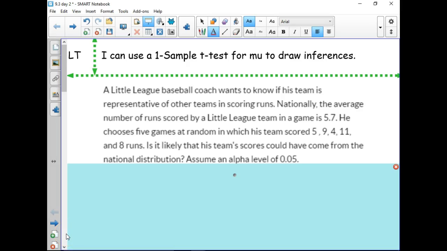And we'll go from there. So our goal today is I can use a one sample t-test to draw inferences.